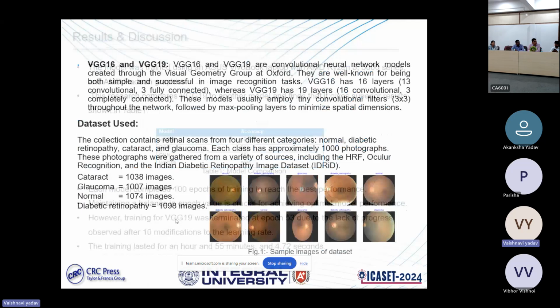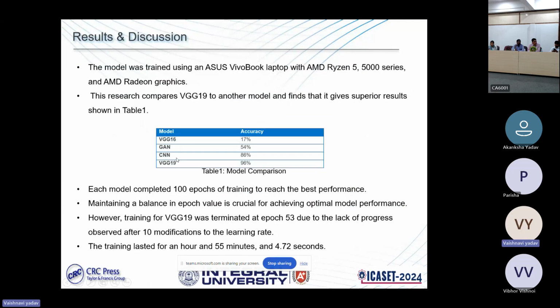Now, these are the results. I used 4 models: VGG16, VGG19, GAN, and CNN. These are the results I got from the different models: VGG16 has 17% accuracy, GAN has 54, CNN has 86, and VGG19, my proposed model, has the best accuracy, 96. Each model completed 100 epochs of training to reach the best performance.